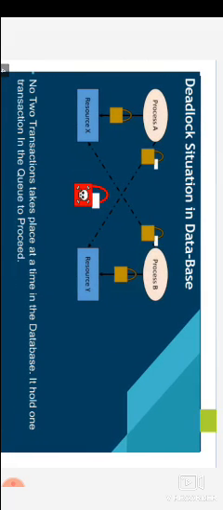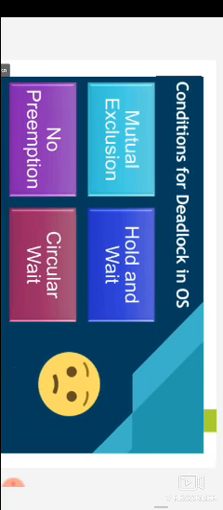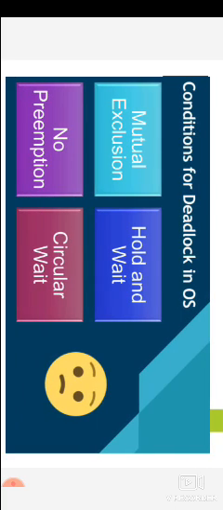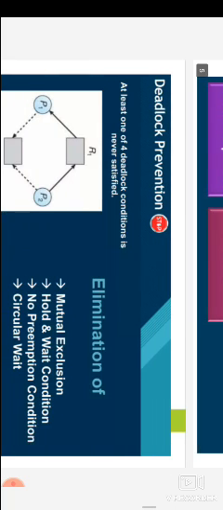Deadlock situation in a database. This is the block diagram for a deadlock situation in a database: process A, process B, resource X and resource Y. No two transactions take place at a time in the database; it holds a transaction in a queue to proceed. The conditions for deadlock in an operating system are mutual exclusion, hold and wait, no preemption and circular wait.